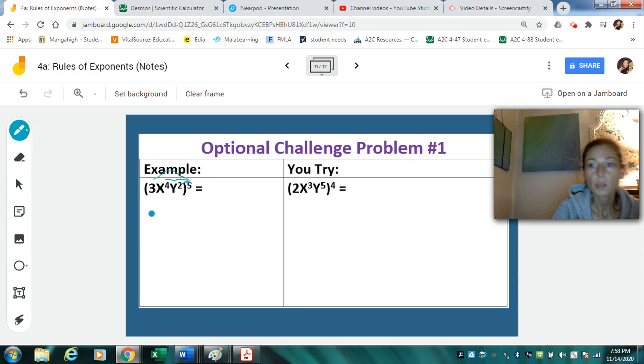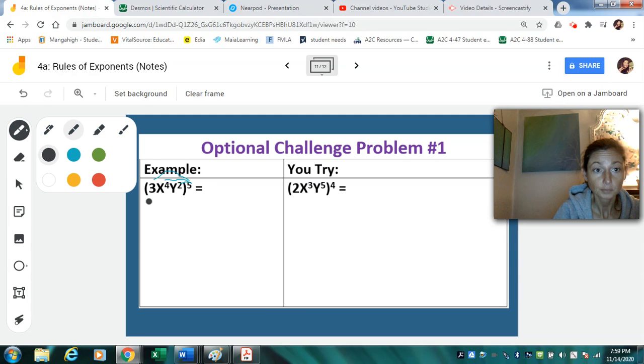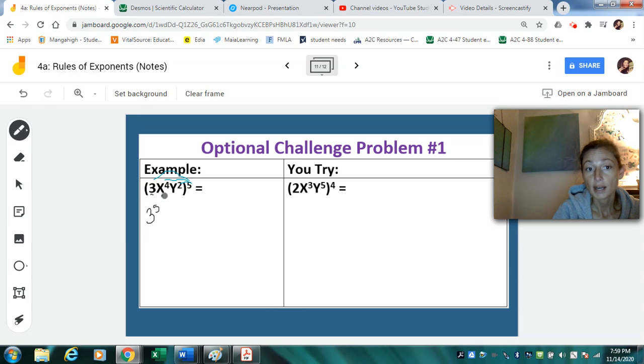And so the way that we distribute is that the exponent is going to go to each individual thing. So what we'll have here is 3 to the 5th power. Then we're going to have the x to the 4th to the 5th power. So I'm just going to put this like this for now. And then we have y squared to the 5th power.